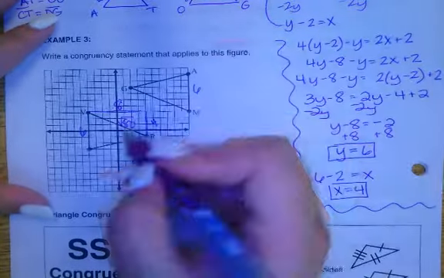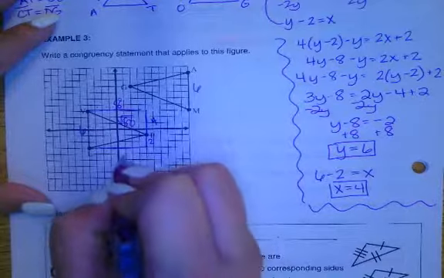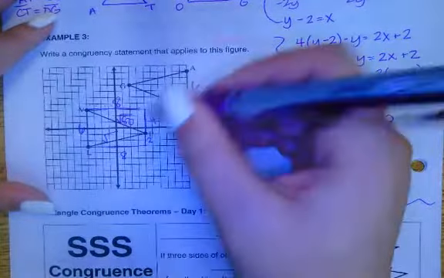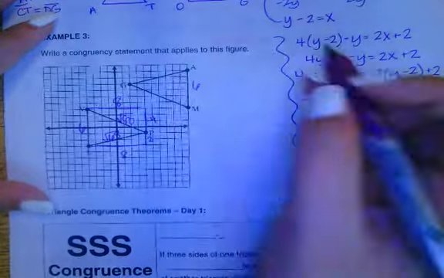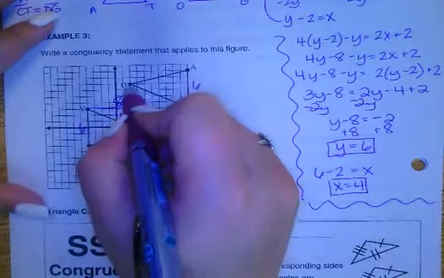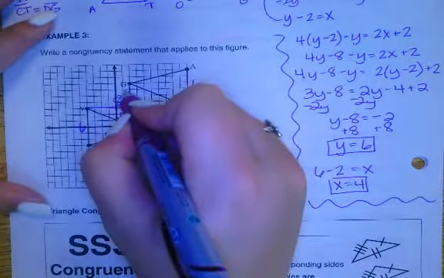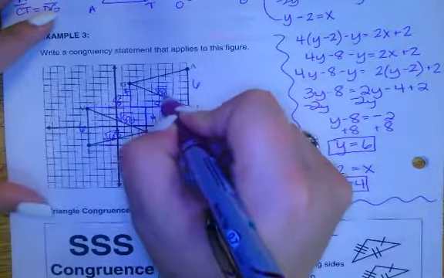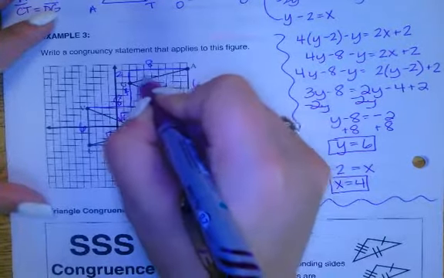Down here, you have 2 and 8. So this is going to be the square root of 64 plus 4, which is 68. And now we need to see which one matches up with which over here. 4, 8, square root of 80, 2, 8, square root of 68.